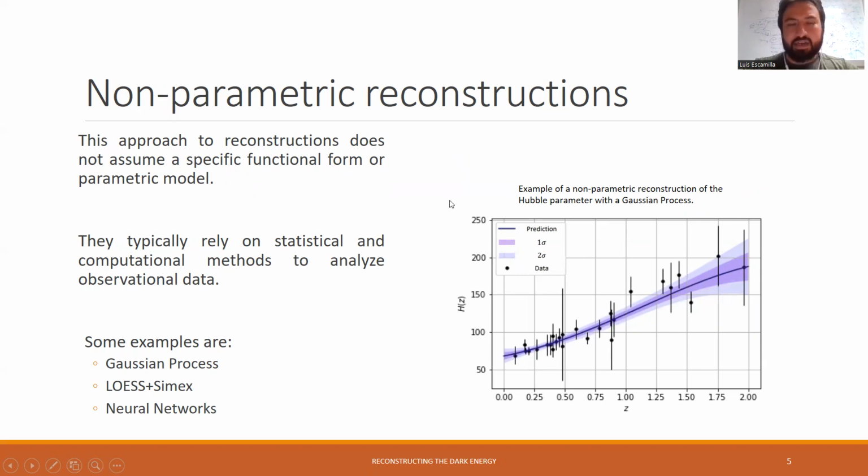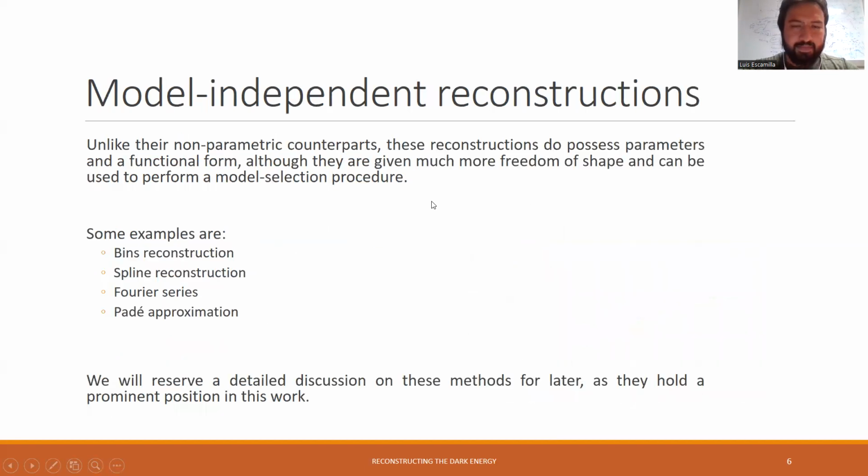We also have other examples that I'm not going to explain today, but they are also kind of popular, the LOWESS ones. And recently, we have also been seeing a rise in machine learning algorithms, such as neural networks.